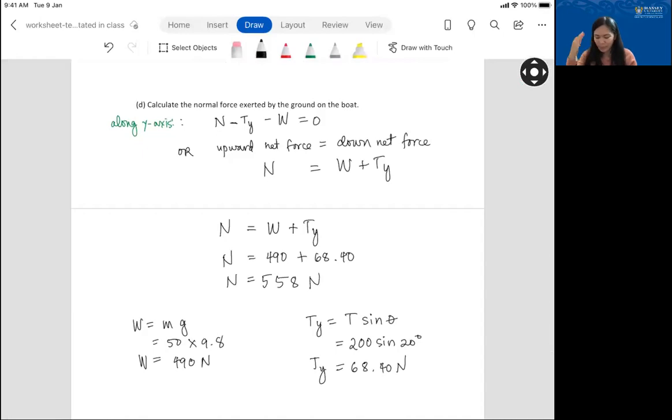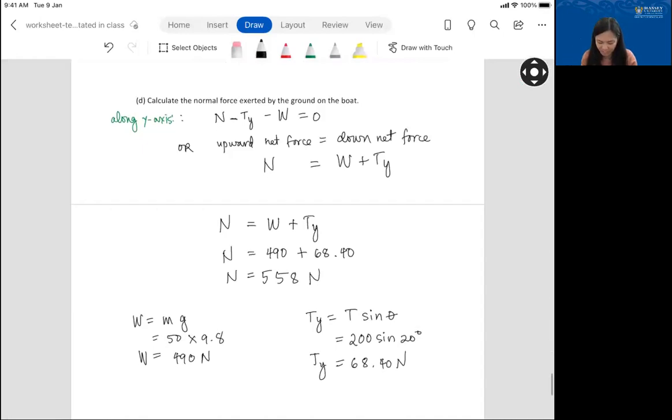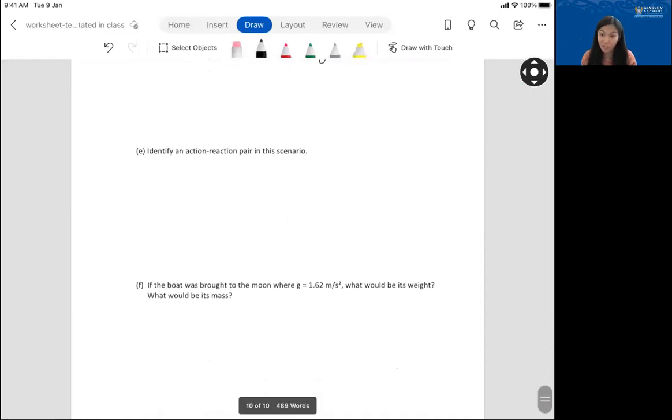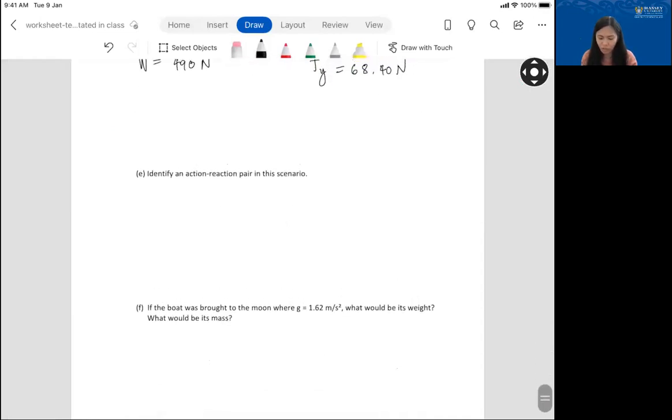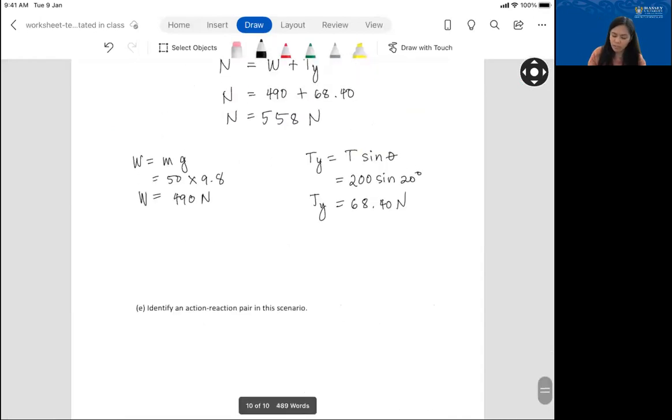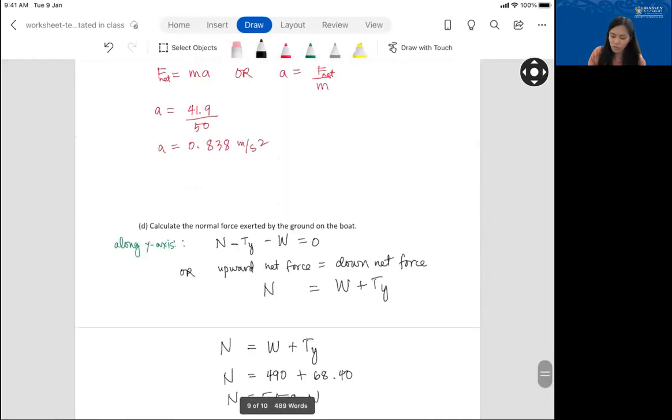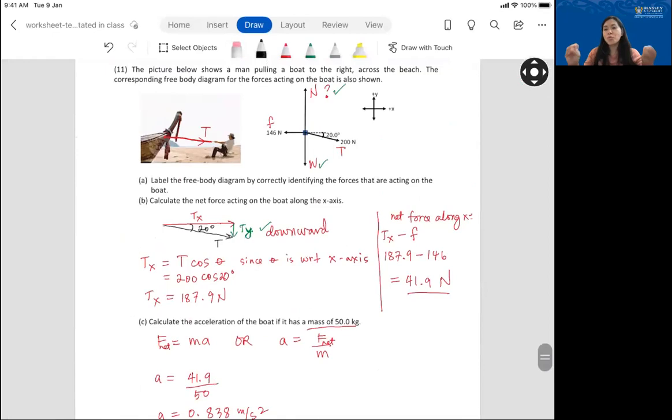All right. Okay. Whew. Last question. Oh, the second to the last. So identify an action-reaction pair in this scenario. There are many. And you can just choose two. So action-reaction, just choose two objects and then their interaction. So for example, the man is pulling on the boat. Okay, that's your action force.